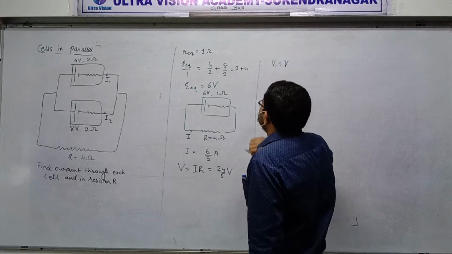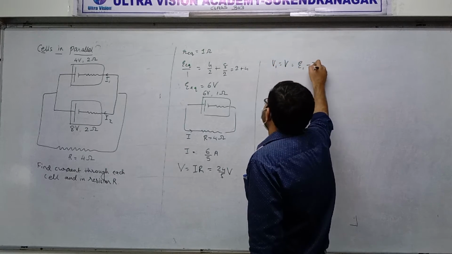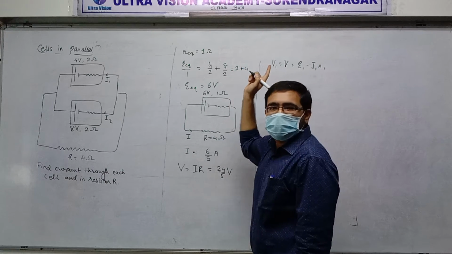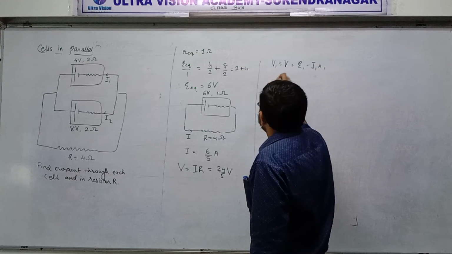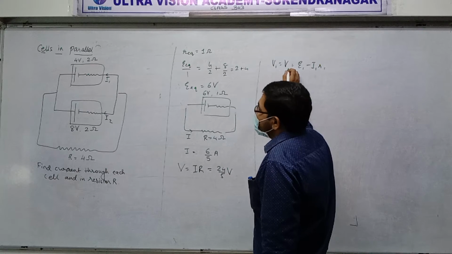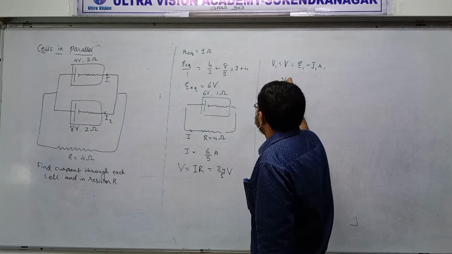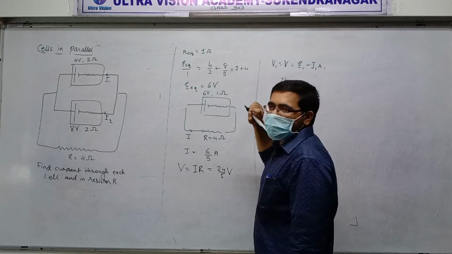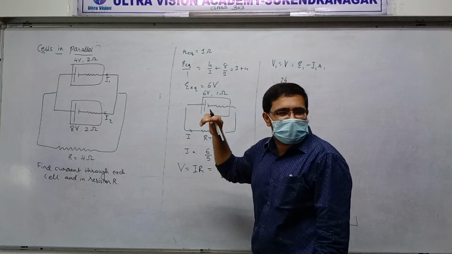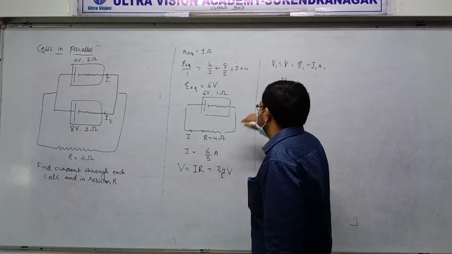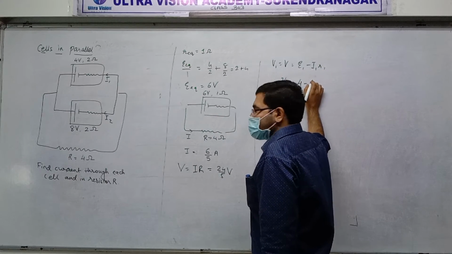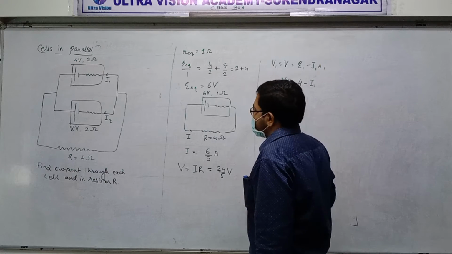V1, which is the same as V, is going to be epsilon 1 minus I1 R1. Is this clear? Clear or not clear, everyone? Okay, let's put values. So V is 24 by 5. Epsilon 1 is 4 minus I1. We don't know. R1 is 2.